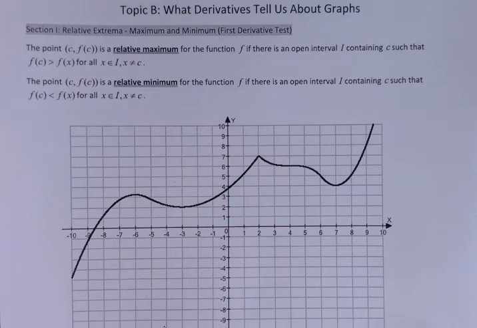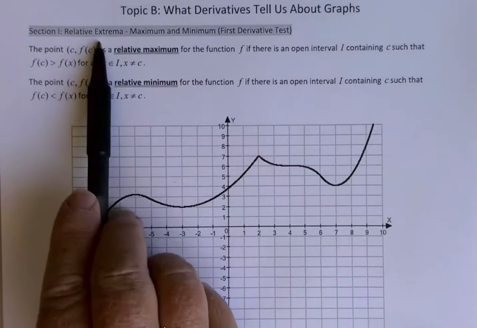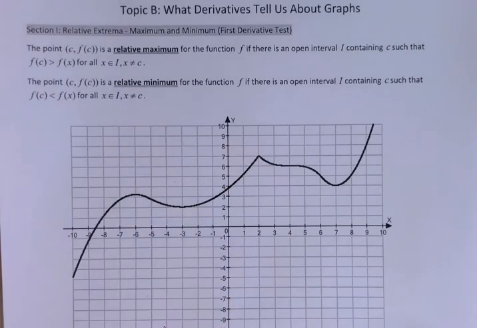This is Unit 3, Topic B. We're going to be looking at what derivatives tell us about graphs. Our first section here is talking about relative extrema, the maximums and minimums. And in order to determine those using calculus, we'll use what we call the first derivative test.